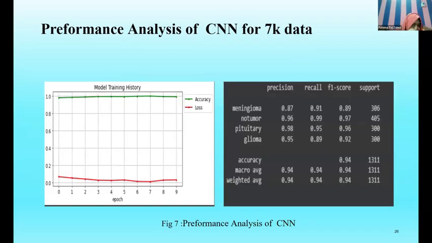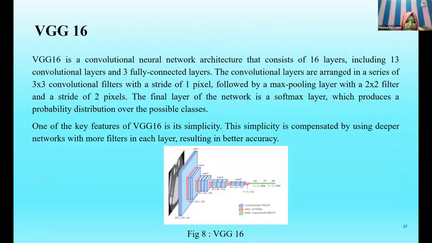This is the result for the 7K data. Here we can also see the training accuracy is almost 95% up, and the testing accuracy is 94% as well. So this makes our model perform well in the training and testing segment.